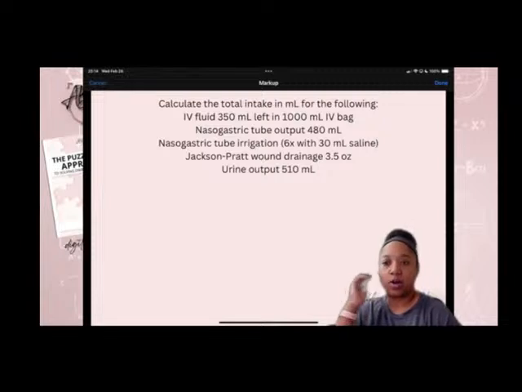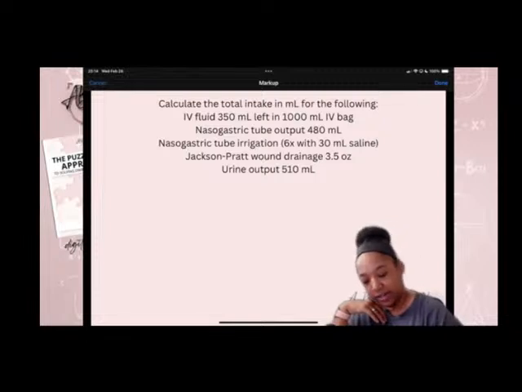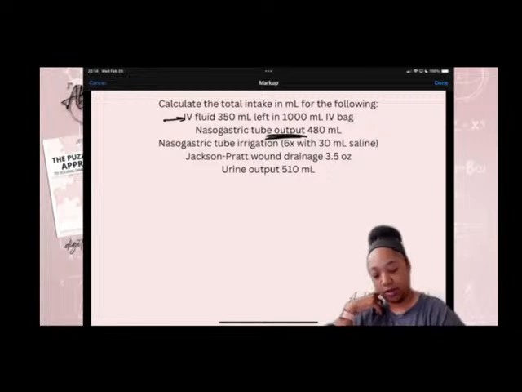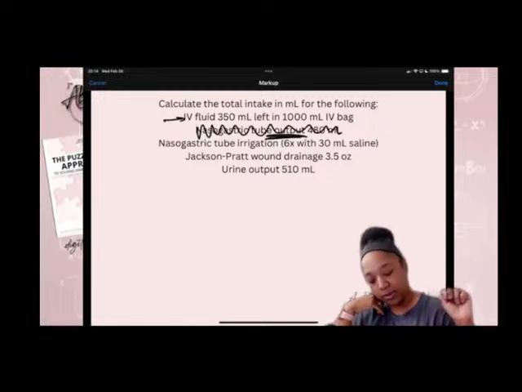Okay, so we're looking for intake. Anything that's liquid at room temperature, that's what we're looking for. Okay, so what goes in? This is going in the IV. This says output, so get rid of that. That's fluff. Okay, boom.